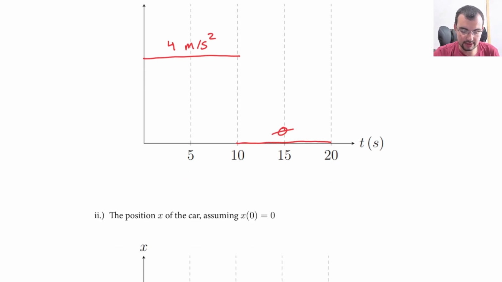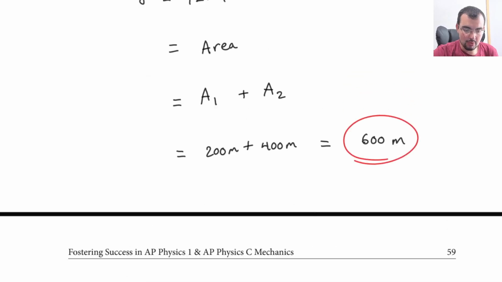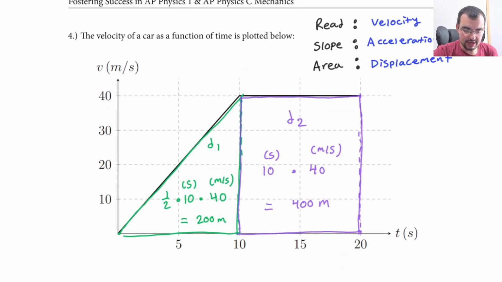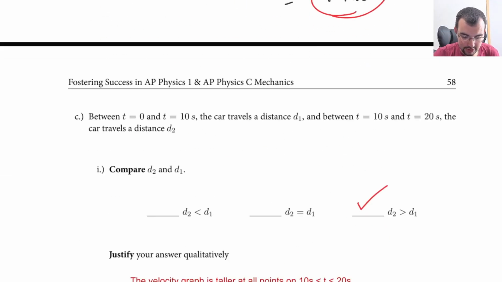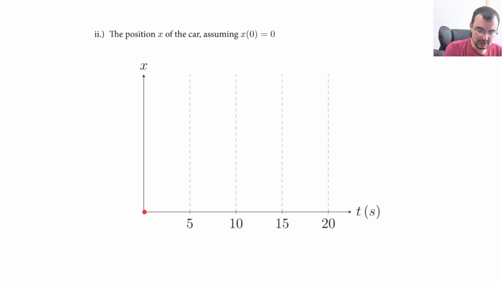Then the position of the car, assuming we start at 0. All right, this one's a bit tricky. We do know that these represent our slopes of position. So speeding up from 0 to 10 means my slope should get steeper and steeper and steeper. So it should definitely arc upwards on the first 10 seconds.